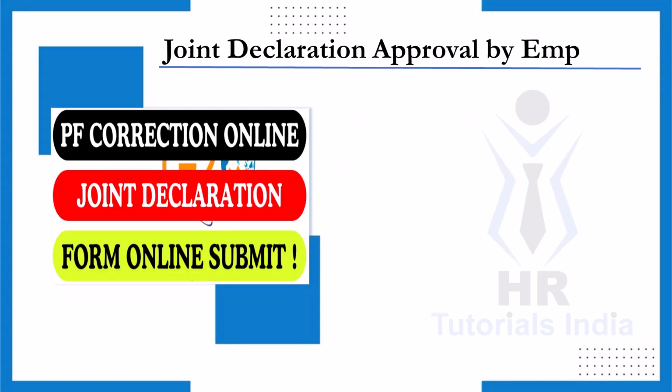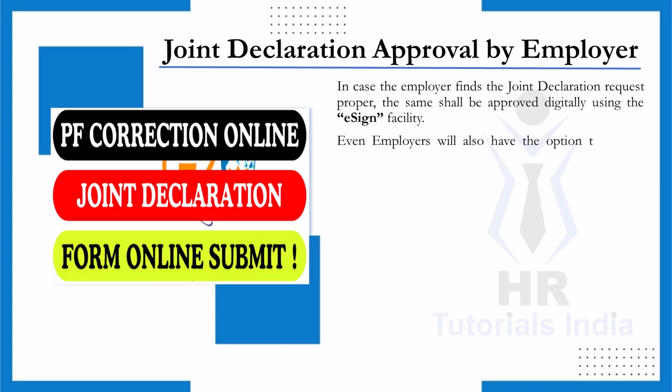Joint declaration approval by employer. Now we'll see how the joint declaration is approved by the employer and what the requirements for joint declaration approval are. In case the employer finds the joint declaration request proper, the same shall be approved digitally using the e-sign facility, which means the e-sign is required for approving the joint declaration submitted by the employee or employer.